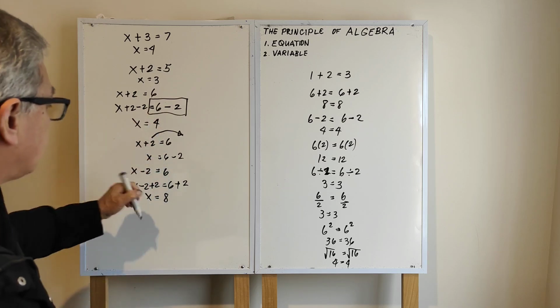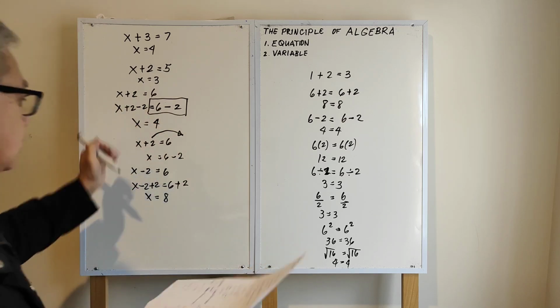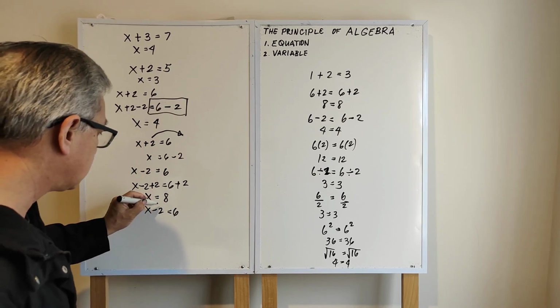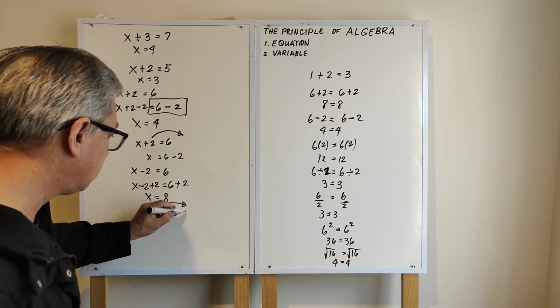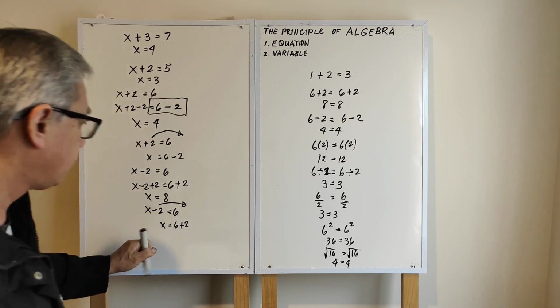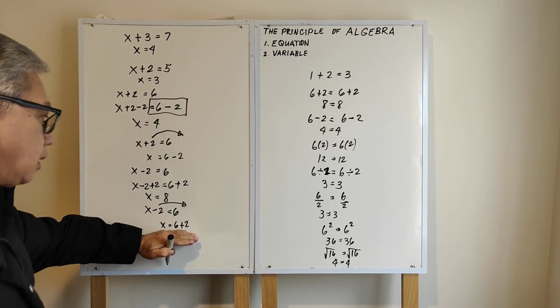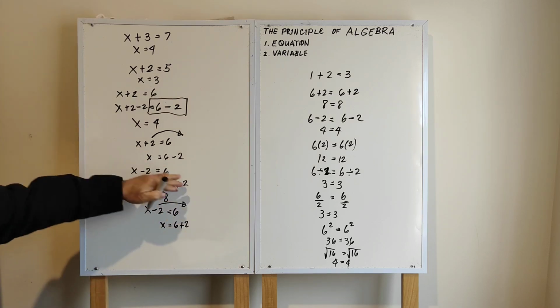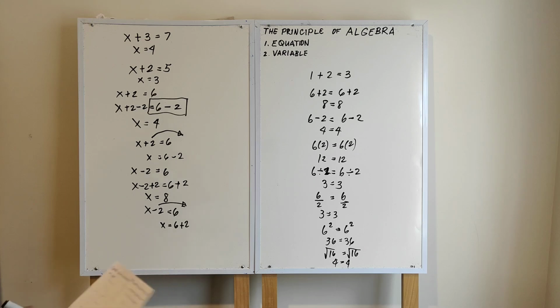Again, some teachers teach that x minus 2 equals 6. You transpose negative 2, it becomes positive. So it becomes x is equal to 6 plus 2. This is a shortcut, but the original equation is this one. You added 2 on both sides.